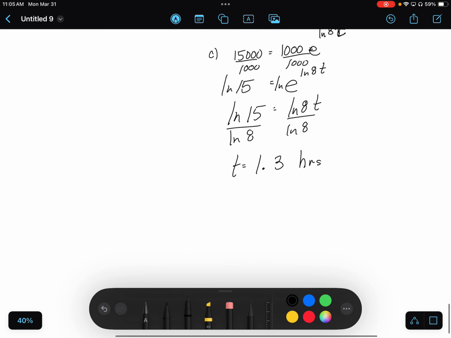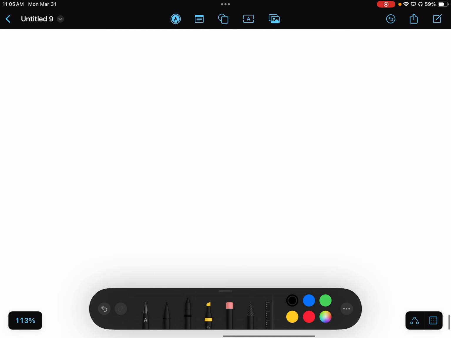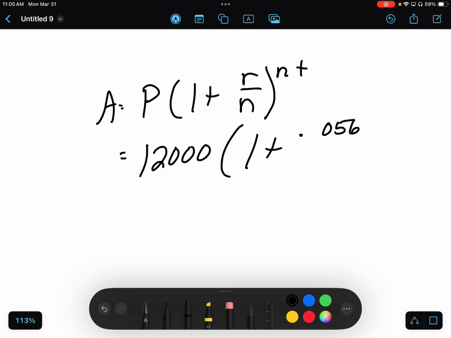11. Suppose $12,000 is invested in a savings account that pays 5.6% per year, compounded monthly. So anytime you see the word monthly, you're using this one. So 12,000 was my initial investment. 1 plus 0.056 was the rate. Monthly is 12 months in a year. There's my equation.